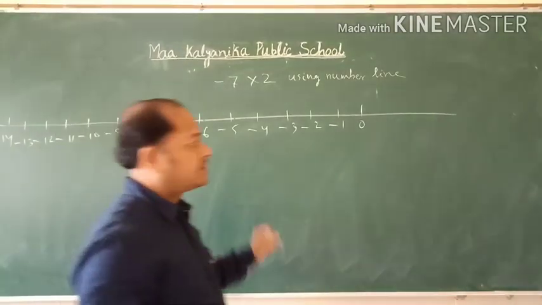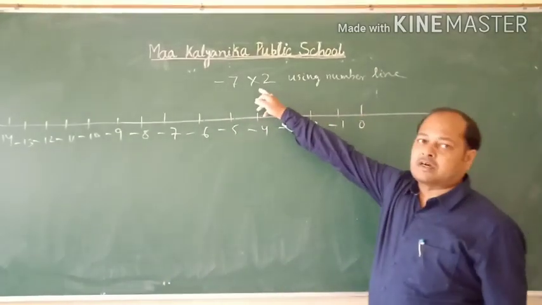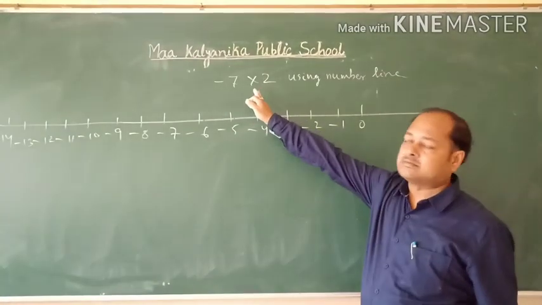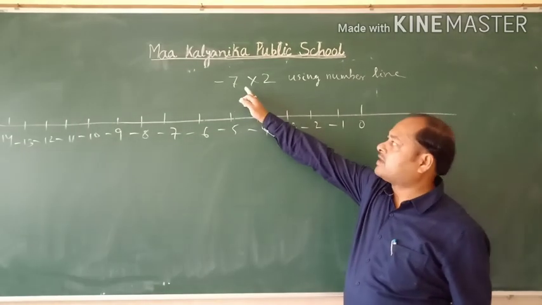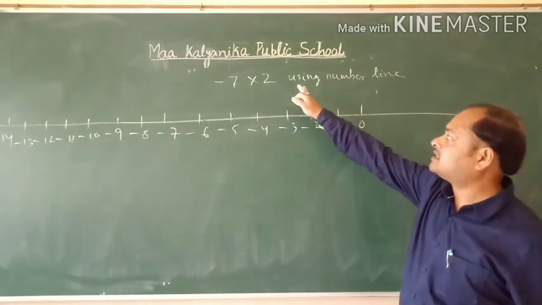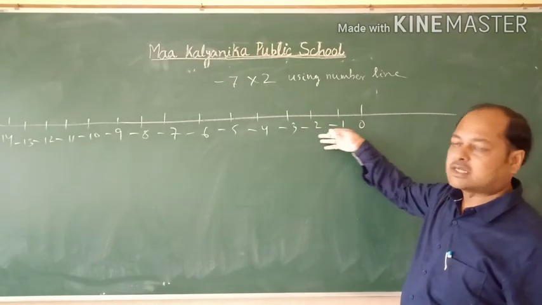Now let's solve one question. The question is saying: solve minus 7 into 2. The operation is multiplication of two integers, one is a negative integer and another is a positive integer, using a number line. Now let's draw the number line.